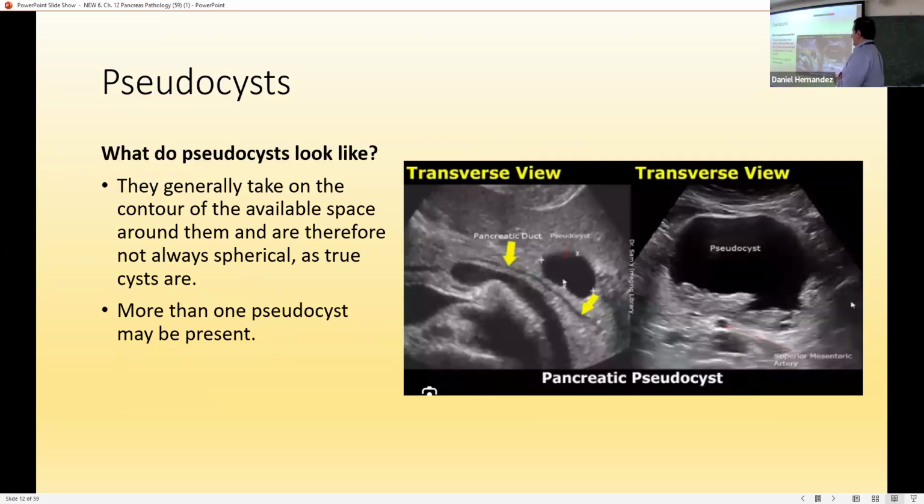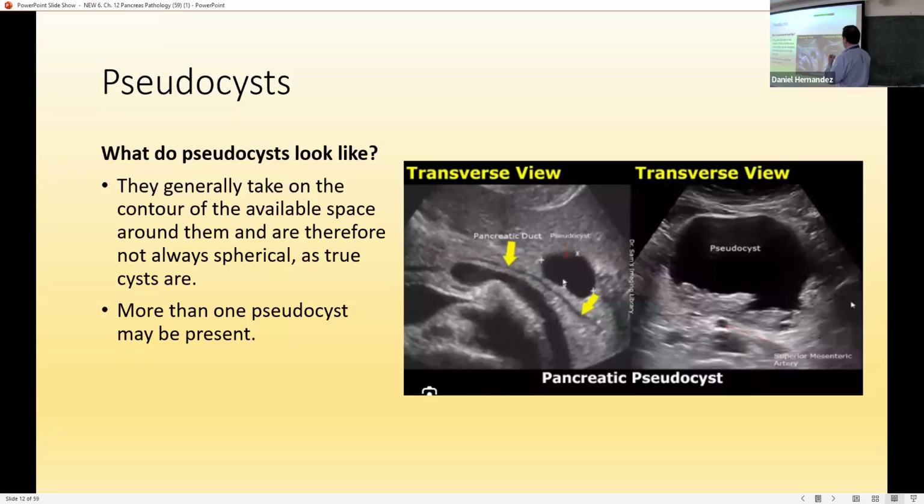In terms of what they look like, it's a cystic structure. It's going to be anechoic. There could potentially be some internal septations within it, stranding. They generally take on the contours of whatever space they're developing in, so they're not always spherical as true cysts are. That's why we call them pseudocysts, because a classic cyst will be round. A classic, simple cyst is thin-walled, anechoic, and spherical. No matter which way you turn it, it still looks like a circle.